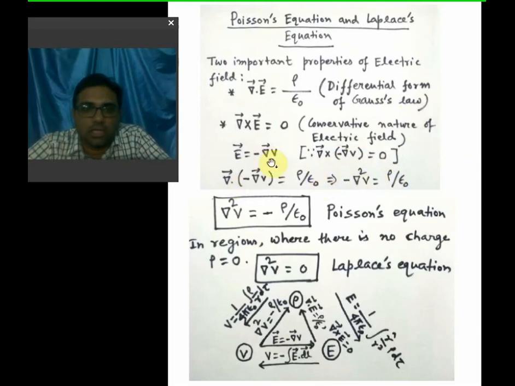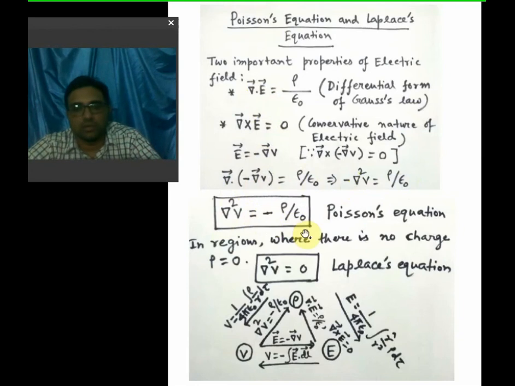Now here E is minus gradient of V. So instead of E, we write divergence of minus grad V equals rho by epsilon naught. So minus del squared V equals rho by epsilon naught. So del squared V equals minus rho by epsilon naught. This equation is called Poisson's equation.